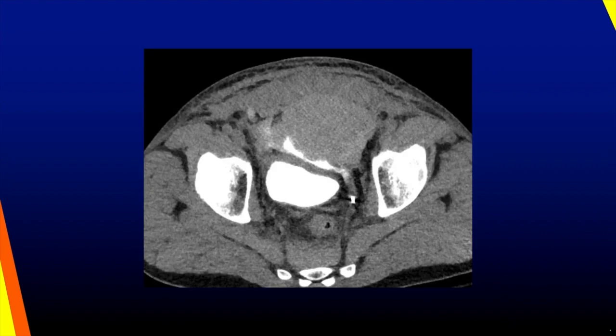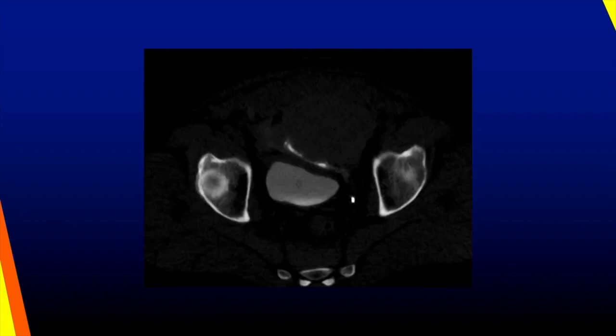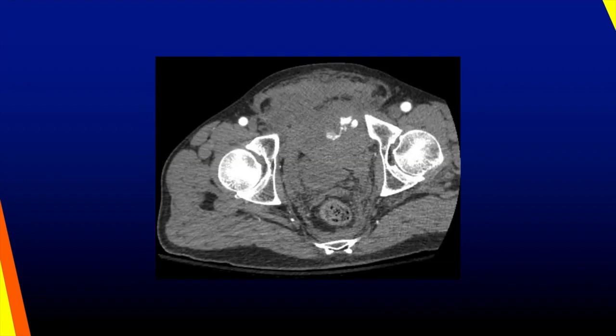Next case, we see contrast external to the bladder. It looks like an extraperitoneal bladder rupture, but when we carefully window the images, we notice that the contrast is actually brighter than the contrast in the bladder, and so we need to start thinking about other possibilities. And when we looked further, we found that this was indeed due to arterial extravasation in the pelvis.